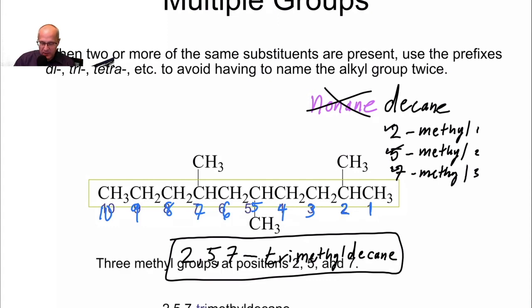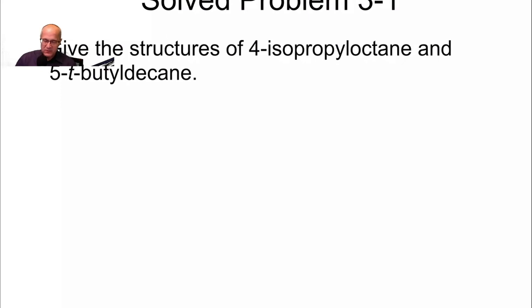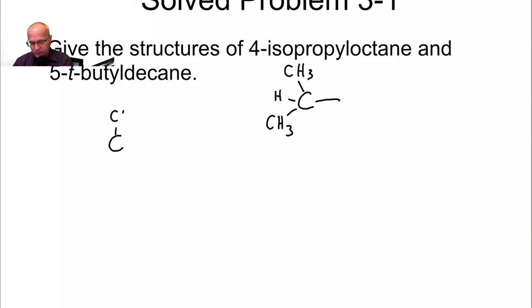Woo, lucky. All right. Give the structures for 4-isopropyl octane and 5-T-butyl decane. Just so we're on the same page. Isopropyl, remember? Let me draw that a little better for you. That's pretty messy. Isopropyl. T-butyl. Okay, that's what those look like.